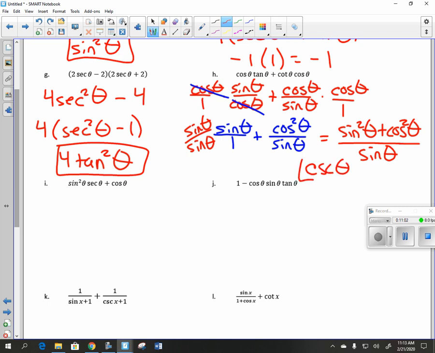cosecant. Go get your brain food. Come on back smarter. We will roll. How this guy goes right here.